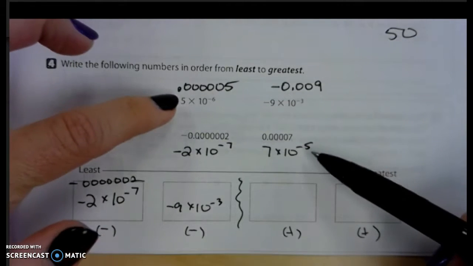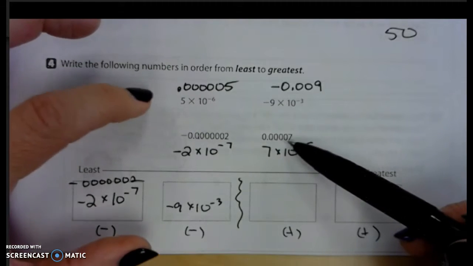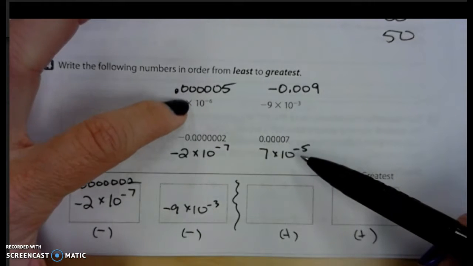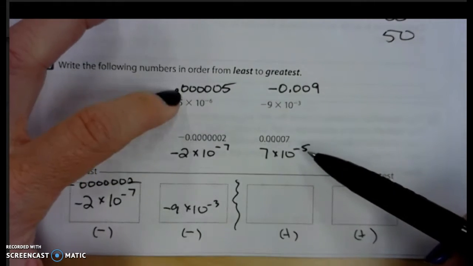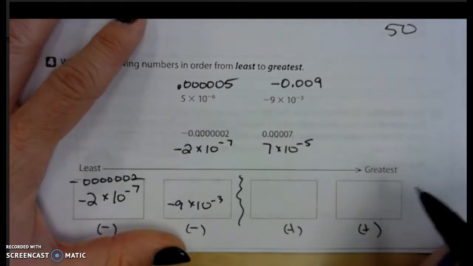Now we've got 0.00005 and 0.00007. This one has an extra decimal place, which makes it smaller than the other. You could also look at those exponents.